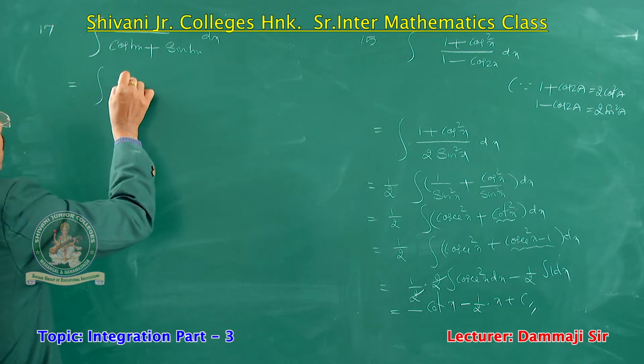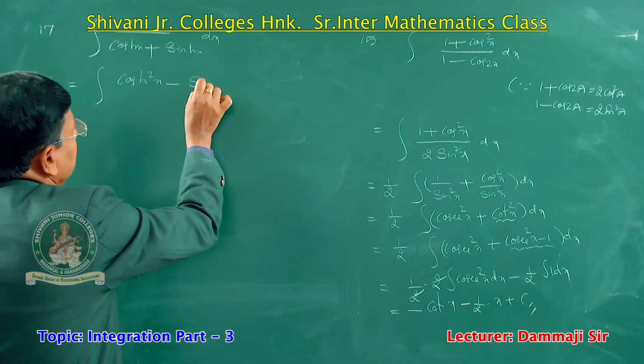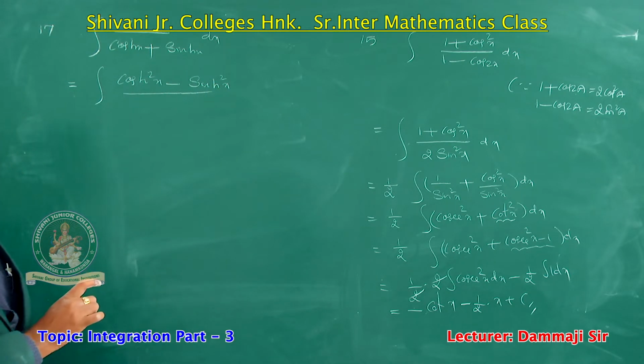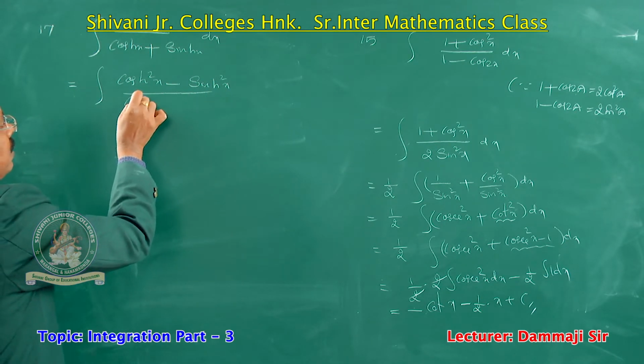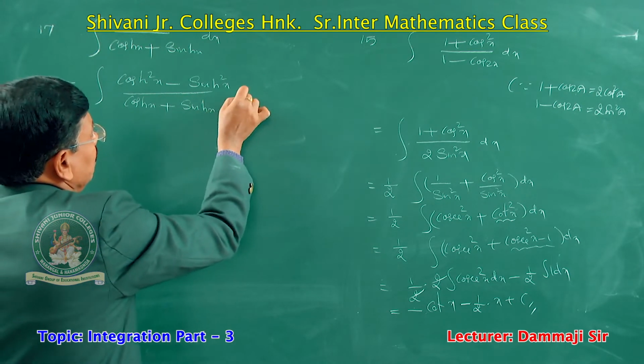Its formula is cos h square x minus sin h square x. It is one of the formulas. Fine. The denominator, just keep it here only. Okay, fine. What about the next one?